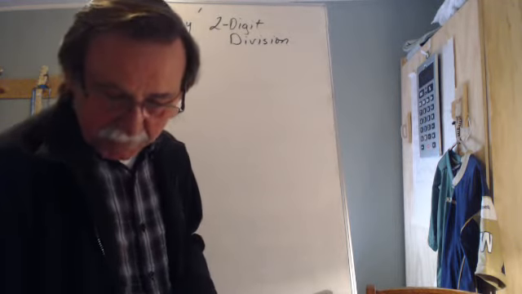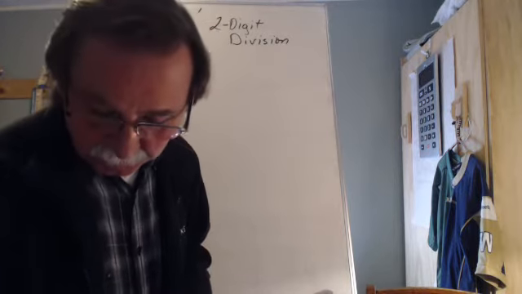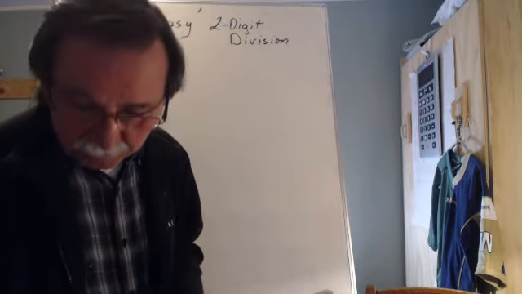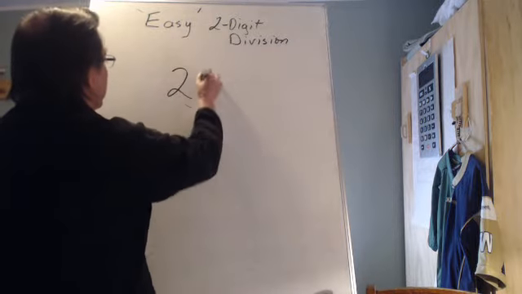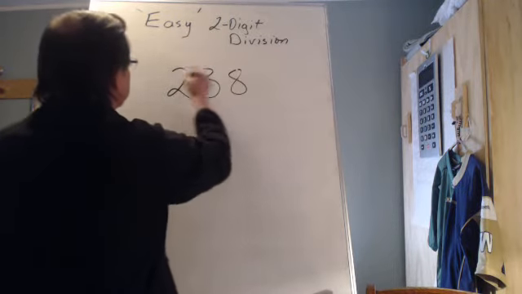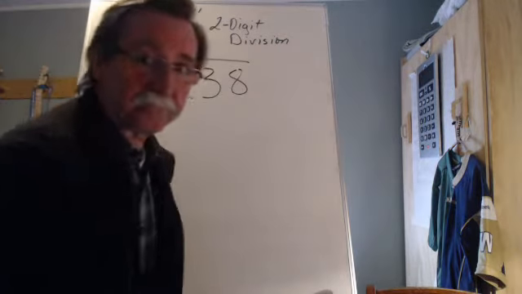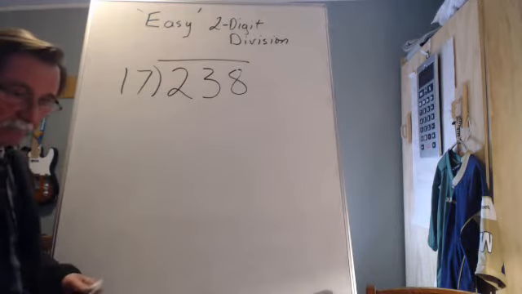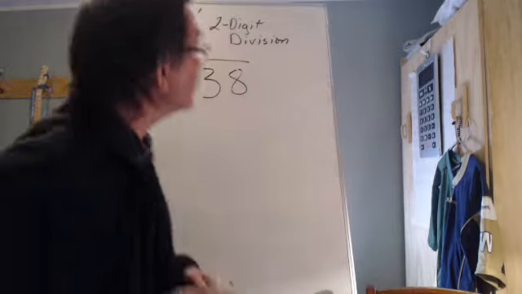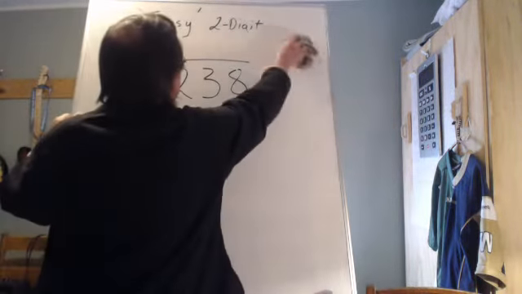So I've got a couple examples that aren't on that page because I didn't want to use up all the examples. The first one I'm going to do is 238 divided by 17. I see that my title's in the way here, so I'm going to take it off. There you have the title, Easy Two-Digit Division. Take it off just so I have more room.